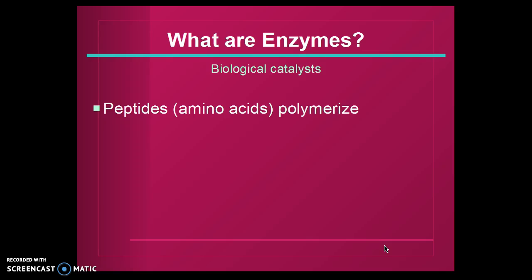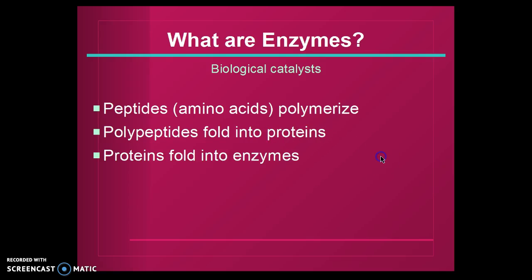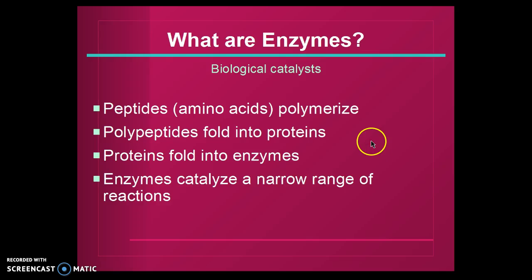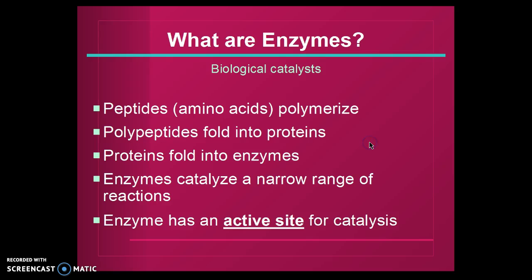Now, to remind you of how these enzymes form. Peptides, amino acids, polymerize into polypeptides. These long chains fold into proteins. The proteins then fold, and a lot of the time other proteins come in to add to the structure, and they make enzymes, and these enzymes then catalyze a narrow range of reactions.